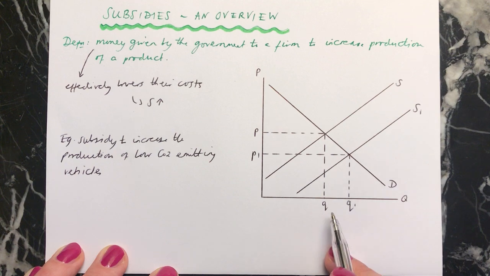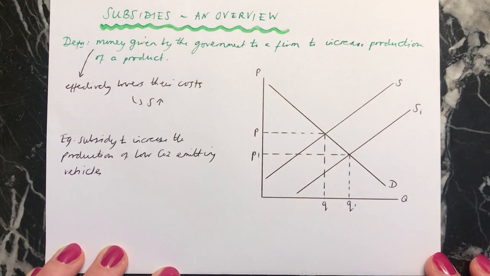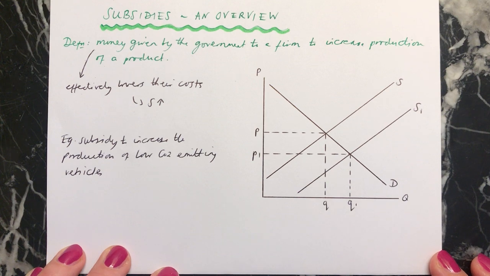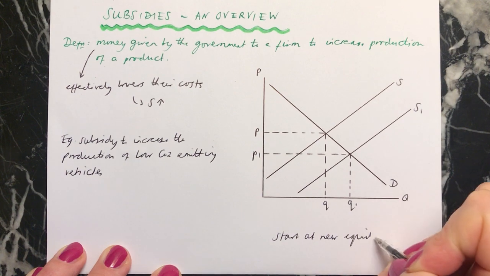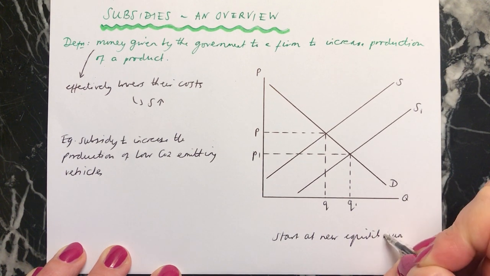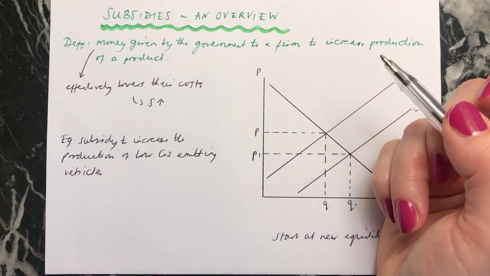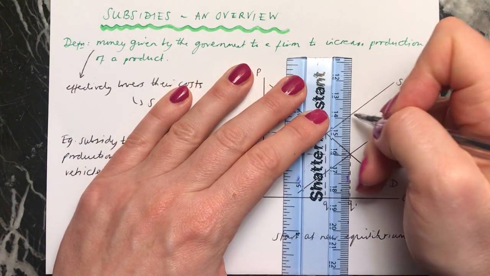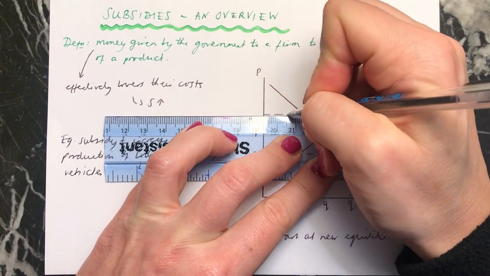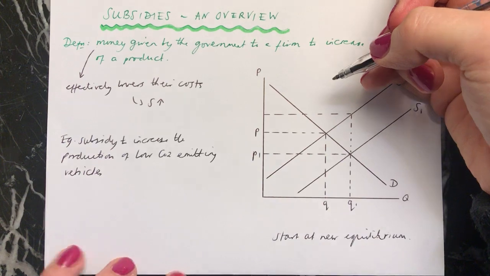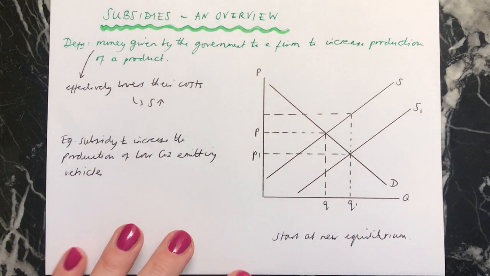Then, just like with taxes, you can use this diagram in your exam to give more detail and show that you have more understanding of how subsidies work. Just like with the taxes, you need to start at your new equilibrium. Always start at the new equilibrium when you're drawing the areas onto your diagram. We start at the new equilibrium here, go to our old supply curve up here, and then come across and make our rectangle.